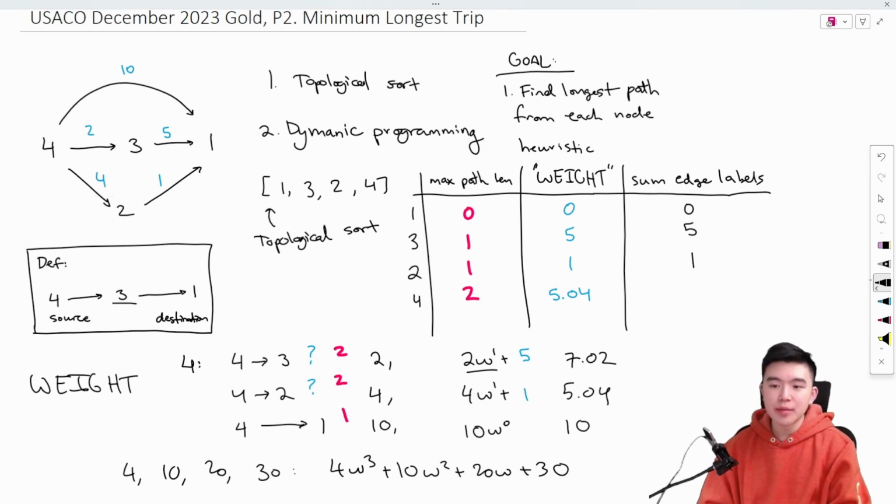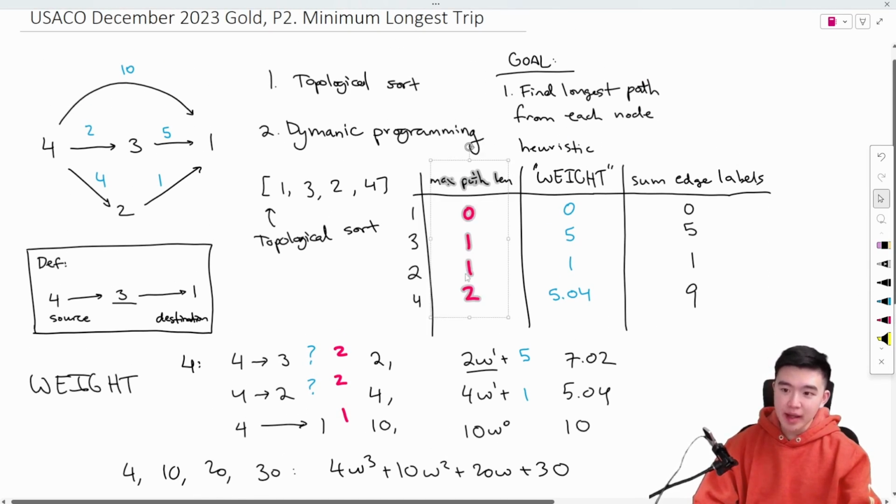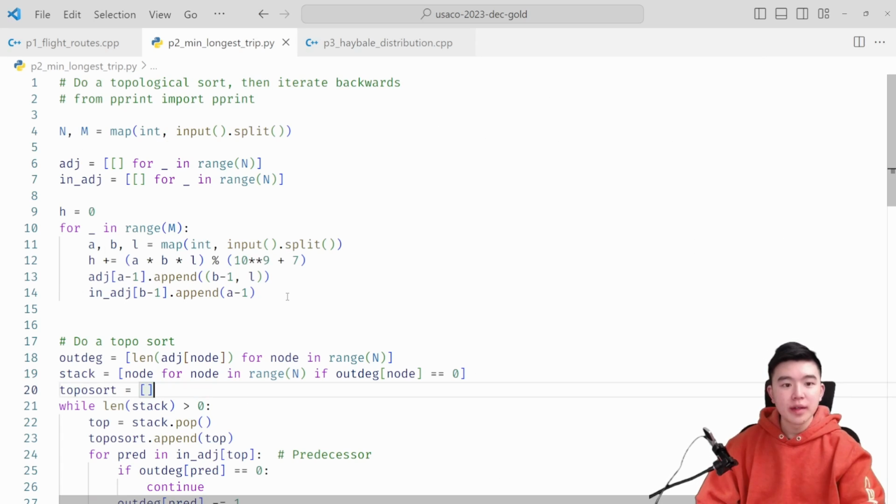For the sum of the edge labels, we're just going to add the label of the edge that we are traveling along to the sum of the edge labels for our destination node, which is 4 plus 5, so that's going to be 9. Now you can imagine if we have a larger graph, we can just keep filling out this table. The topological sort is going to guarantee that we have a valid order to process the nodes in. All of our dependencies will have been handled before, and in this way, we can just find the answer for all of the nodes. It's going to tell us the maximum path length as well as the sum of the edge labels. Now let's get into the code.